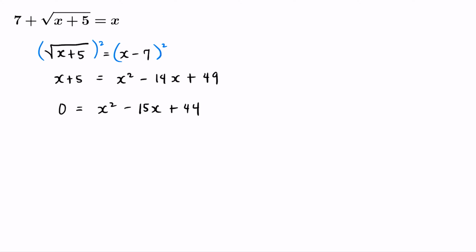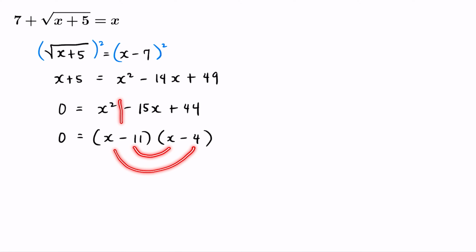And now, what are the factors of 44 whose sum is negative 15? Those are negative 11 and negative 4. So (x - 11)(x - 4). You can check that the sum of the factors is equal to your middle term, which is negative 15x.